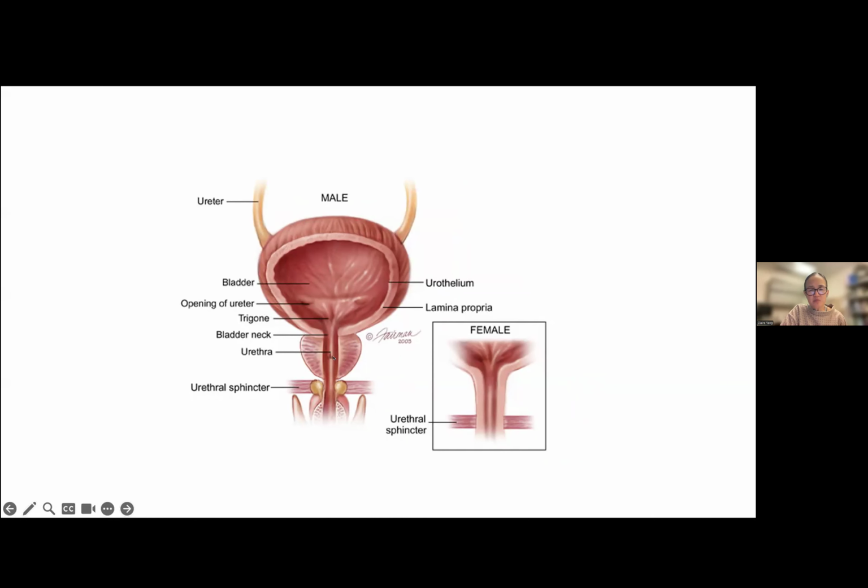In men, there's a prostate that grows around the urethra, and in women there is not. In men, there's a longer passageway down the urethra to get out the tip of the penis. In women, the entire length of the urethra is probably 4 to 5 centimeters.